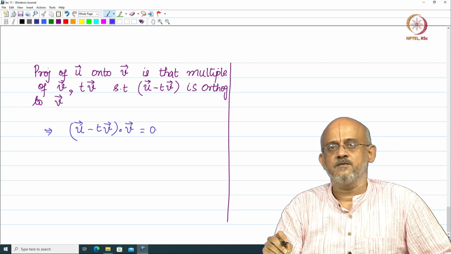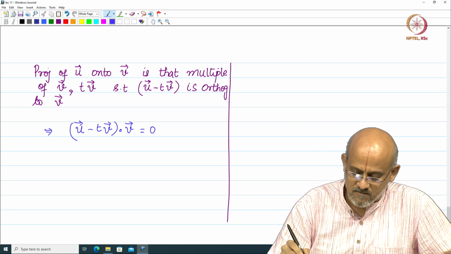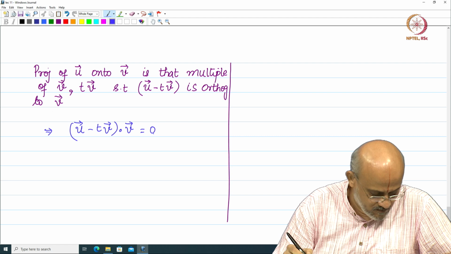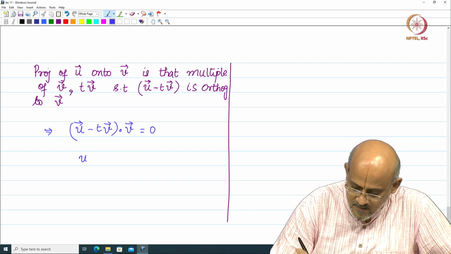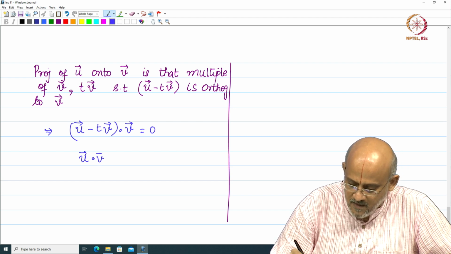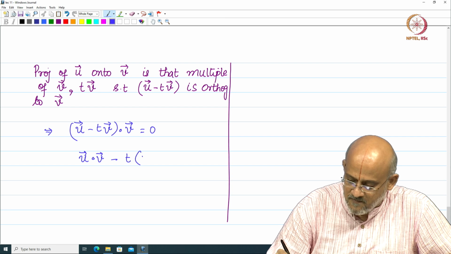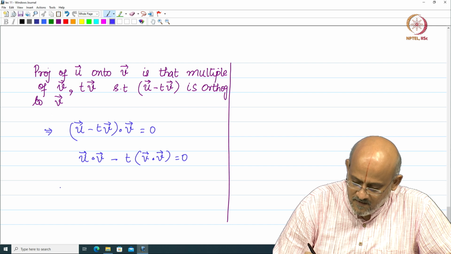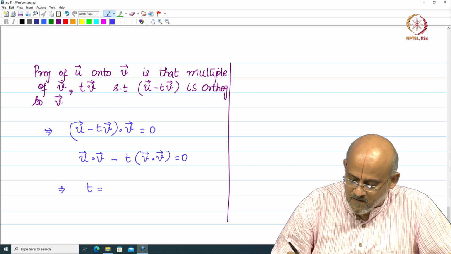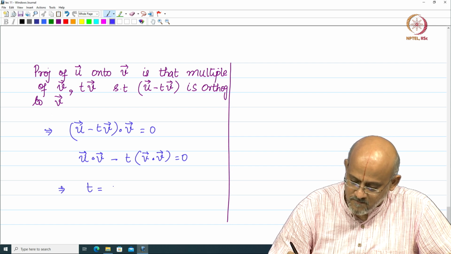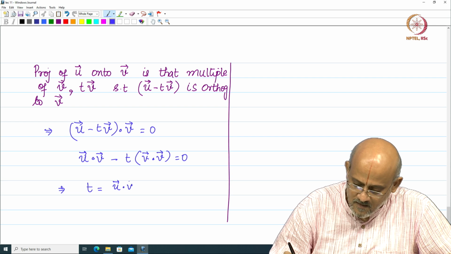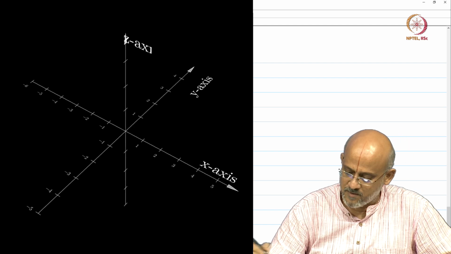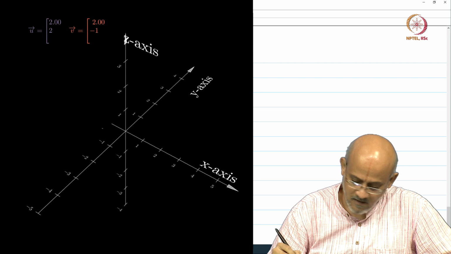We know that the dot product is going to give us a scalar, and that is going to be 0. So, what we see is u dot v minus t times v dot v is equal to 0, and therefore the scalar t is equal to u dot v divided by v dot v. Is that okay?